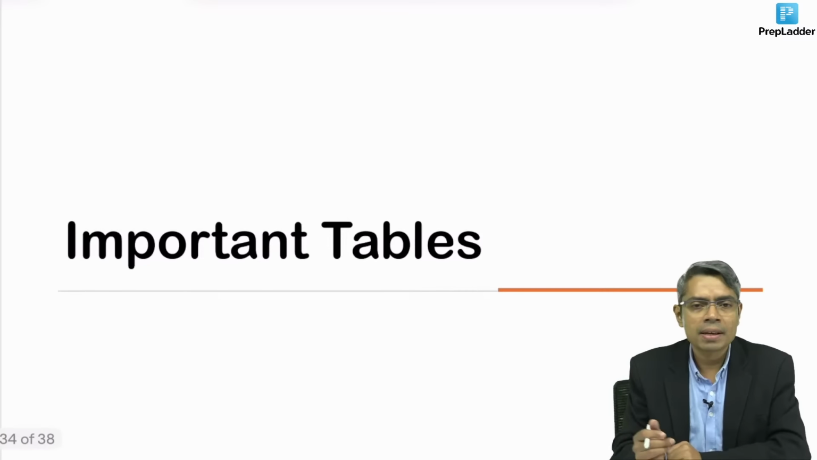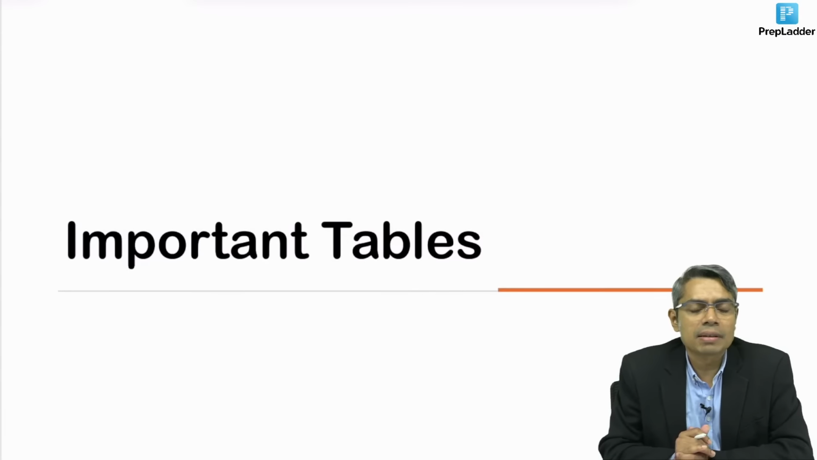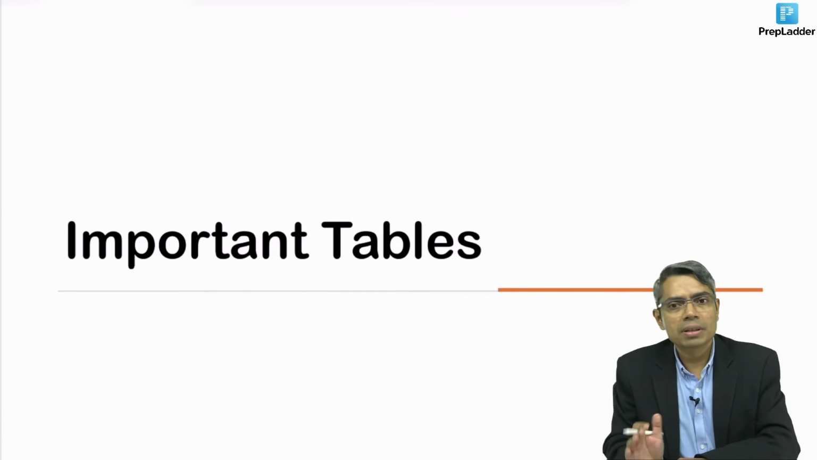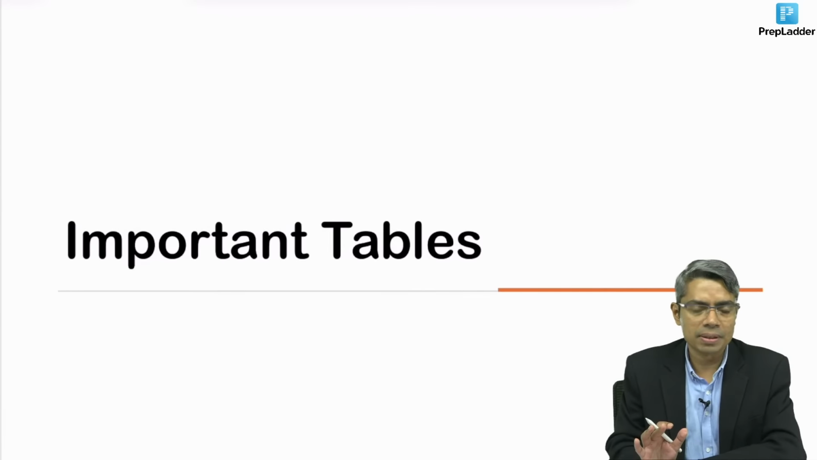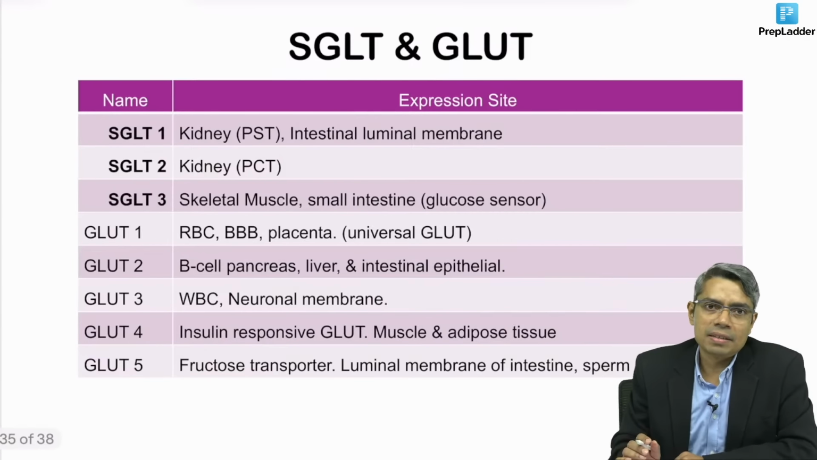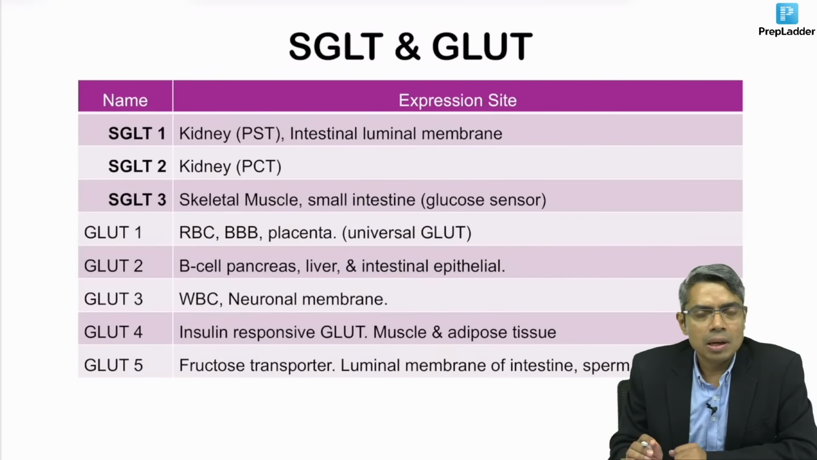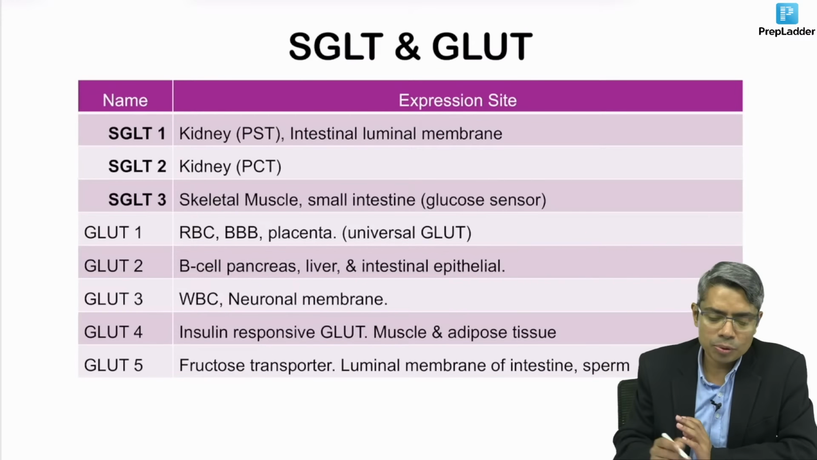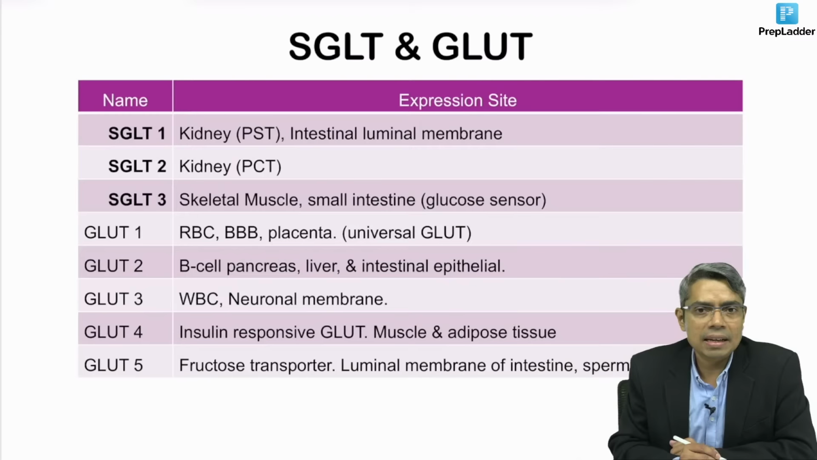Great. Okay. Now, the last part of this session, that is the important tables. 2-3 important tables I will show you. Try to mug up the important information from those tables. Okay. So, first table is the GLUT and SGLT table. Although this is very simple, sometimes we make mistakes. So, that is why I have kept this table in this LRR session.